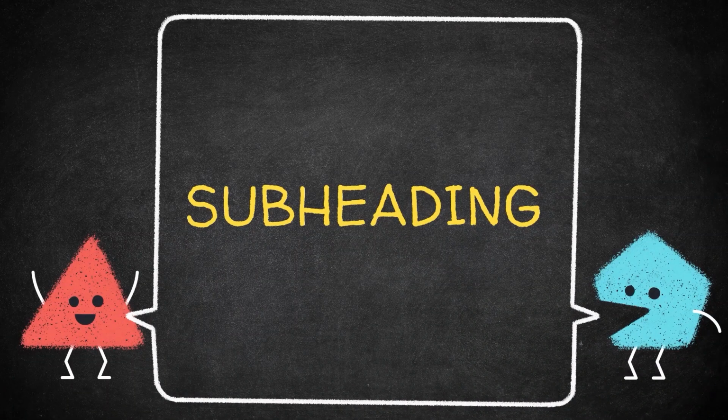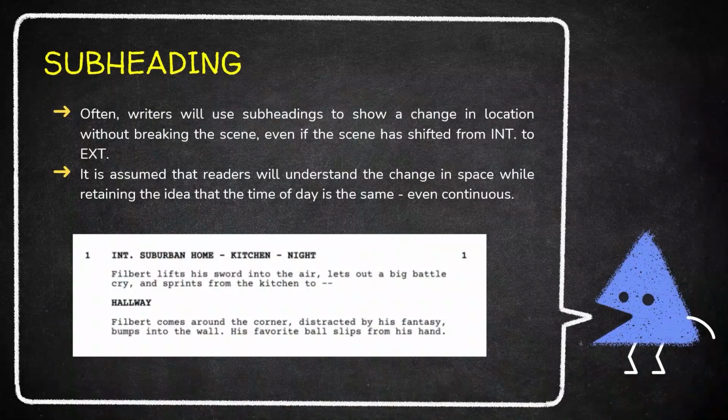So next, we have the subheading. Since we have the scene heading, we also have a subheading. In the subheading, often writers will use subheadings to show a change in location without breaking the scene. Even if the scene has shifted from interior to exterior, it is assumed that the readers will understand the change in space while retaining the idea that the time of the day is the same and even continuous. So, with the help of subheading, it is not necessary for the screenwriter to put exterior, interior in every movement of the character or the scene because through subheading, the reader and the production team will realize that they are in the same scene, even though they are changing locations.